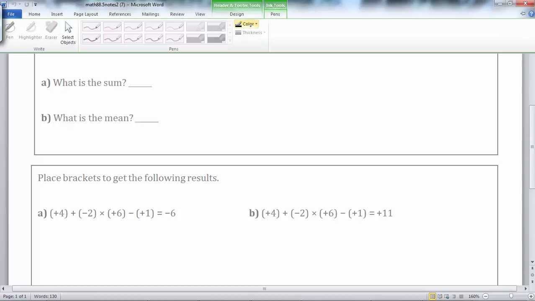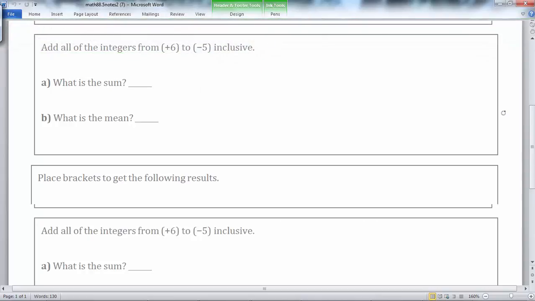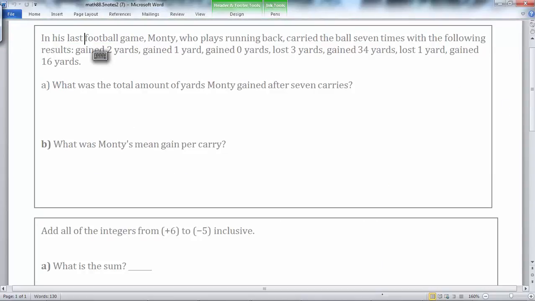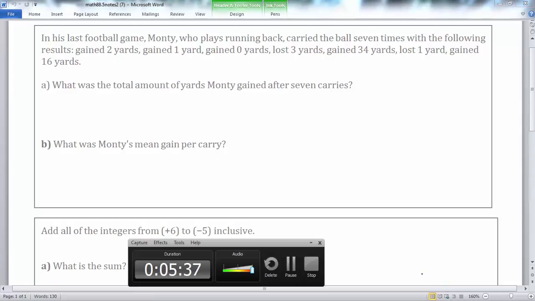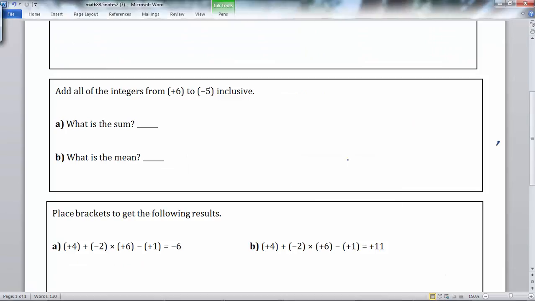All right, welcome back. So the next question says, add all the integers from positive 6 to negative 5 inclusive. So inclusive means to include positive 6 and negative 5. If I said exclusive, it means to not count those, only the ones in the middle.